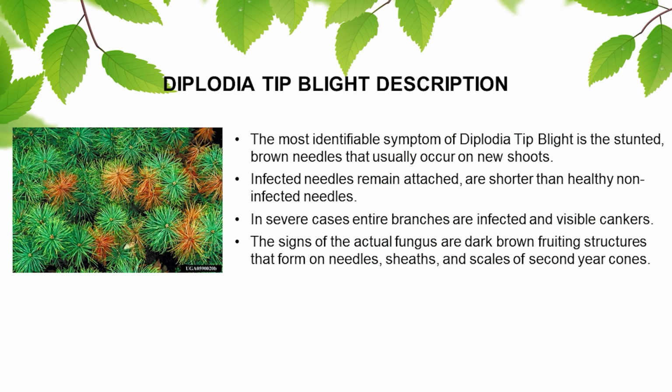Diplodia description. The most identifiable symptom of Diplodia tip blight is the stunted brown needles that usually occur on new shoots. Infected needles remain attached and are shorter than healthy, non-infected needles. In severe cases, entire branches are infected and cankers will be visible. The signs of the actual fungus are dark brown fruiting structures that form on needles, sheaths, and scales of second-year cones.